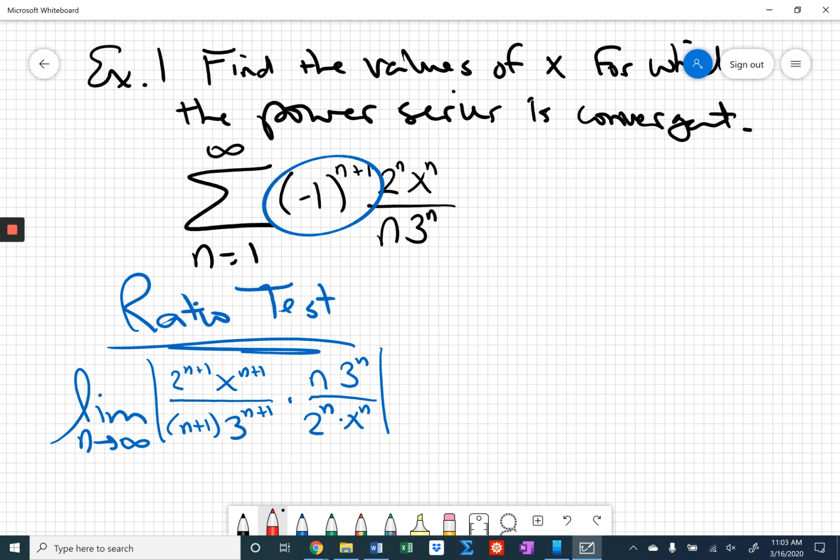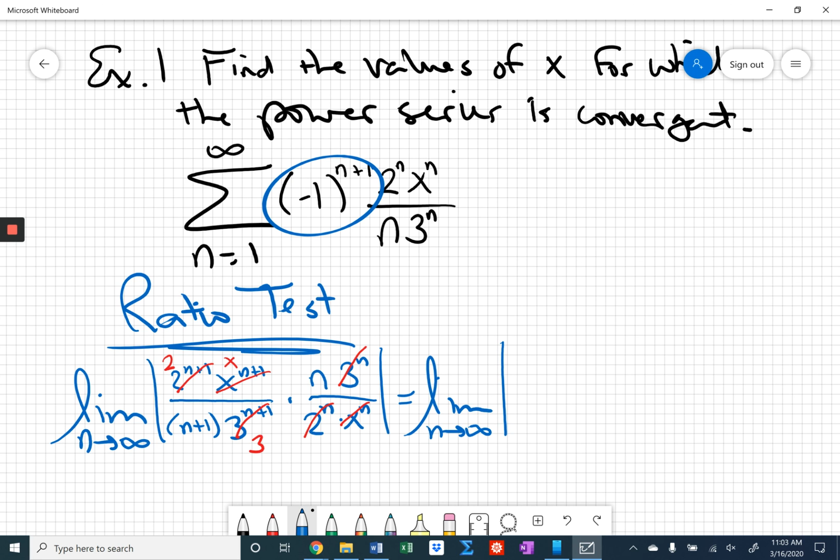Now, the nice thing about all of this is we're going to get a lot of things canceling. For instance, 3^n cancels with 3^(n+1), leaving a 3. 2^n cancels with 2^(n+1), leaving a 2 up over here. Similarly, x^n cancels with x^(n+1), leaving an x in the numerator over here. Fortunately, I can't cancel anything between the n and the n plus 1. So this becomes the limit as n approaches infinity.